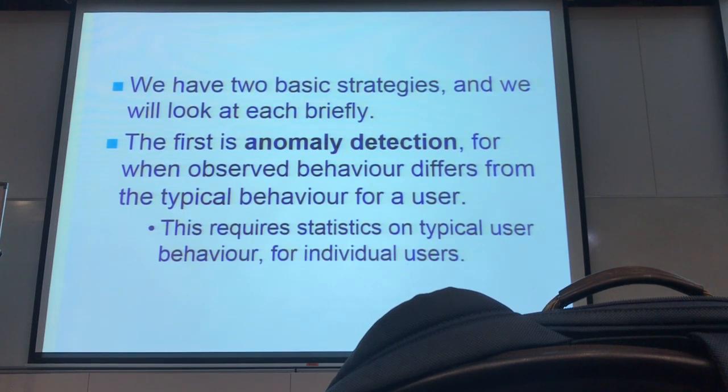So the first method, we call it anomaly detection. That means we define the base profile, the expected behavior of the user. And then we try to see if the current behavior matches the profile or not. If it does not match, we give an alarm, right? So this will require statistics.